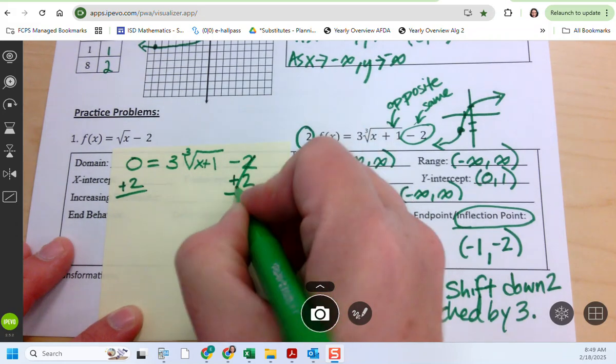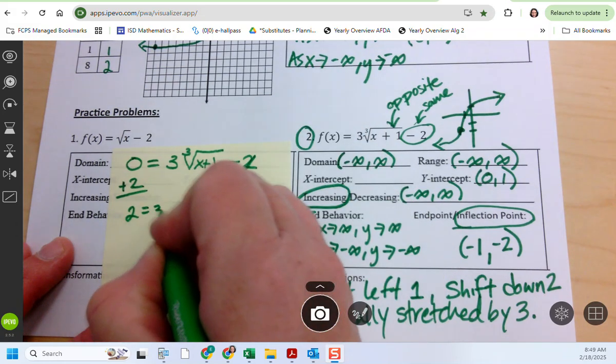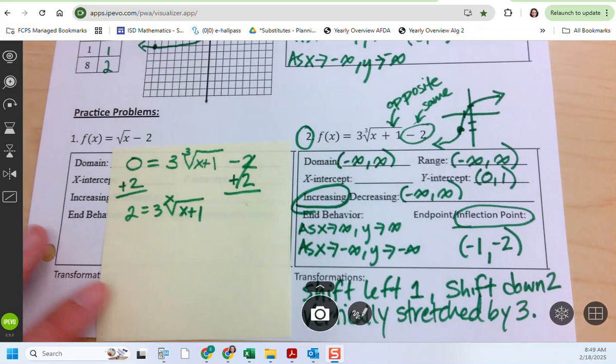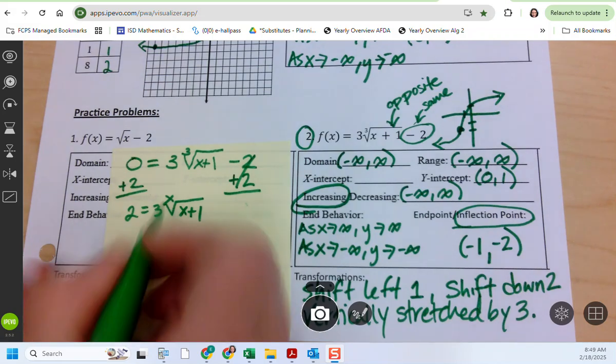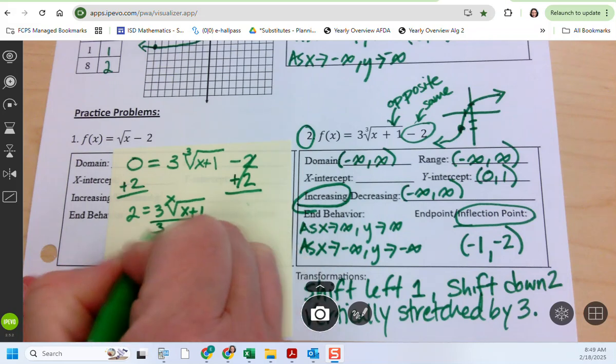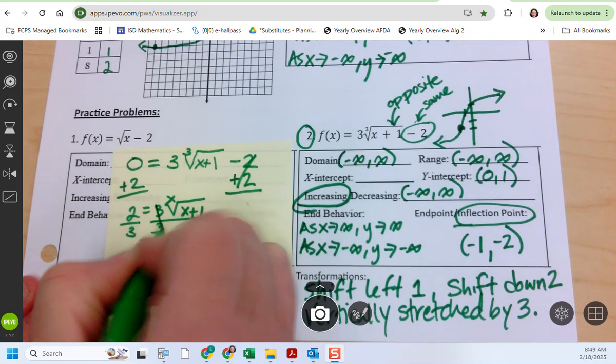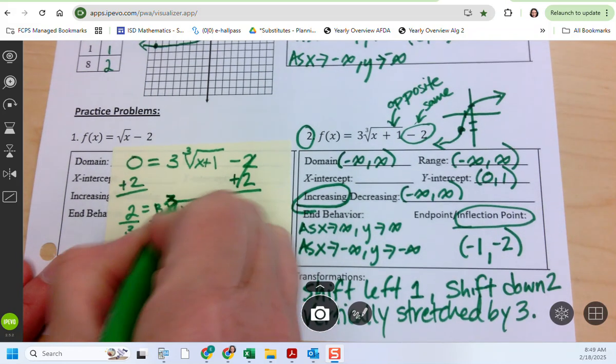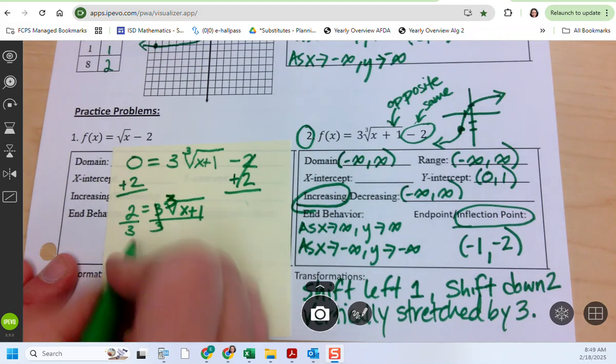So that will go there, and I get 2 = 3 cube root (x + 1). Now I have to get rid of the times 3 with what? I'm going to divide by 3, and I get this fraction 2/3. If I did 2 divided by 3 on my calculator, it would say 0.666666666, and that's not what I want. I want 2/3 the fraction. So I have 2/3 is equal to the cube root of (x + 1).